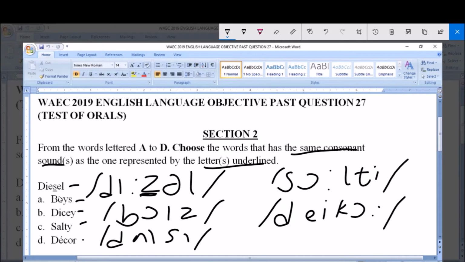So from the options we have transcribed, you see that option A, which is boys, contains this consonant sound, which is the same consonant sound you have represented by the letter S underlined in the word diesel. So the correct answer to the question is A, boys.